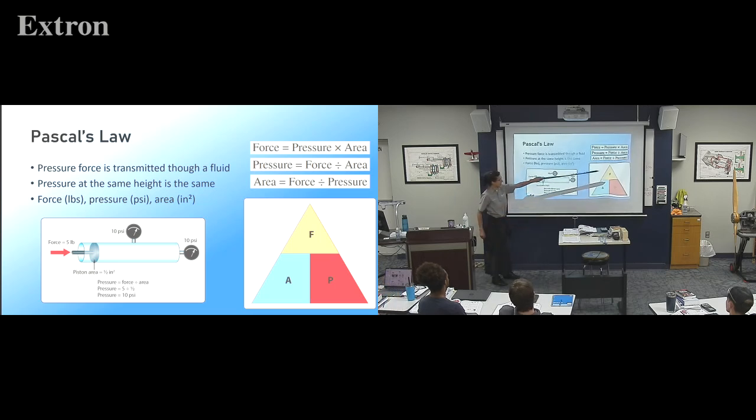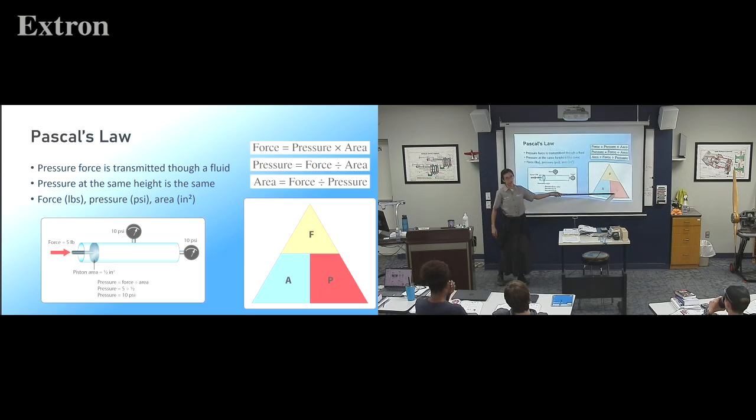And the way this works, so force here equals pressure times area. So if they're next to each other, that means multiply them together. Or pressure equals force, if it's underneath, like here, I mean, this divided. So just like you would set it up. And then area equals force divided by pressure. Any questions on how this little diagram works?